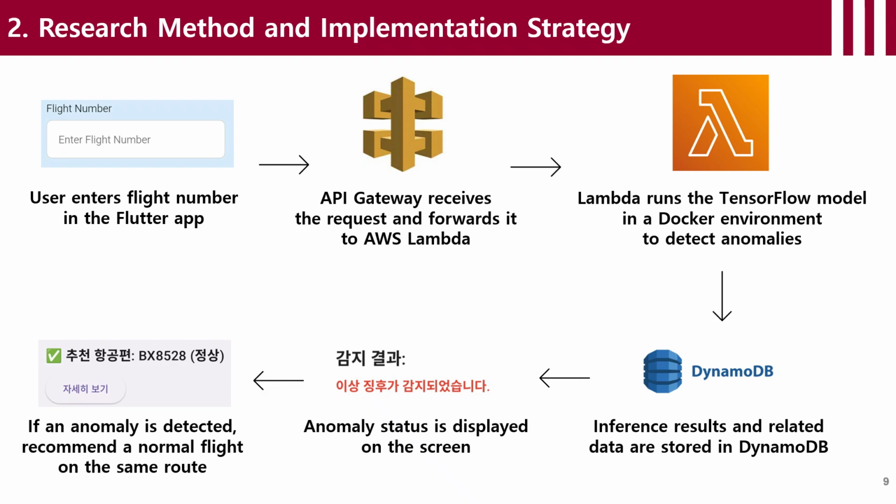This page shows how the process works for the user. Enter the flight number in the app. API Gateway sends the request to Lambda. Lambda runs the TensorFlow model in a Docker container. The result and data are saved to DynamoDB. The app shows if the flight is normal or abnormal, and if needed, suggests a safe alternative.